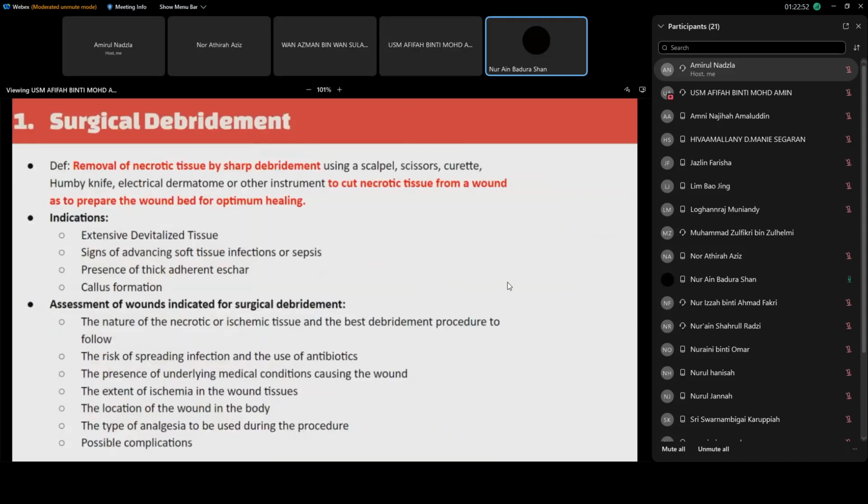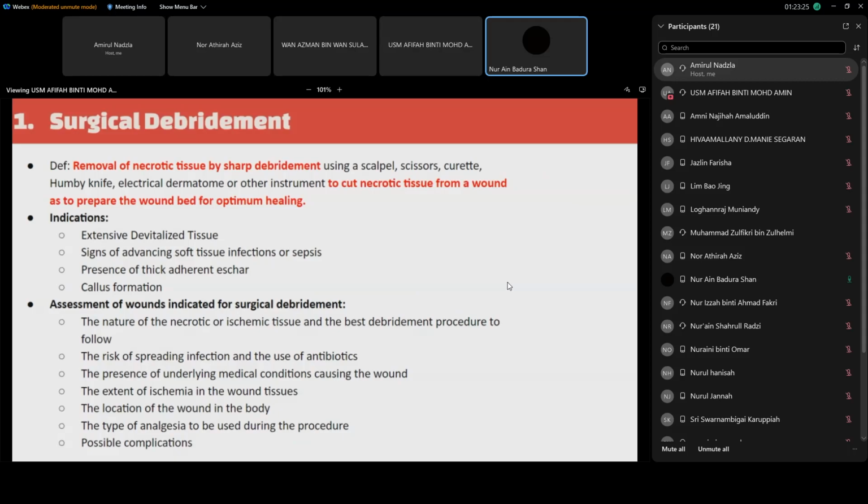For surgical debridement, the definition is to remove necrotic tissue by sharp debridement using scalpel, scissors, etc., which is to cut necrotic tissue from a wound to prepare the wound bed for optimum healing. It is indicated in extensive devitalized tissue, or a wound that has signs of advancing soft tissue infection or sepsis, or a wound with thick adherent eschar or callus formation.